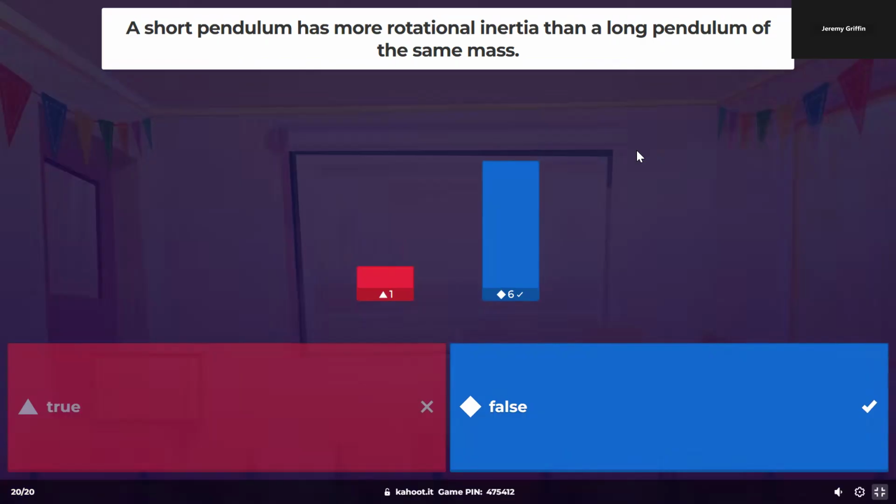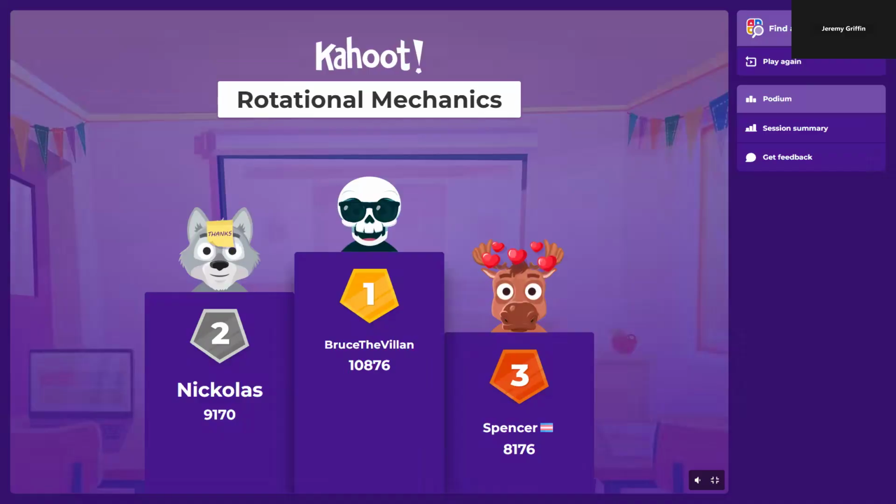Yeah, I think the question is framed exactly backwards to the truth, isn't it? If a longer pendulum, right, should have more rotational inertia. It's MR squared, right? Oh, that was the last question.